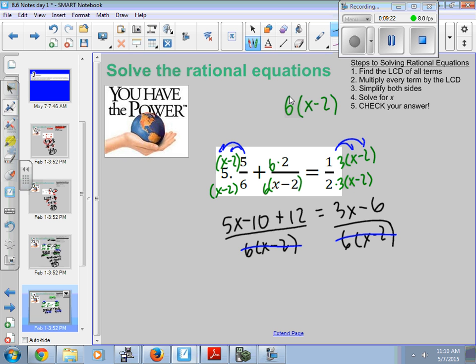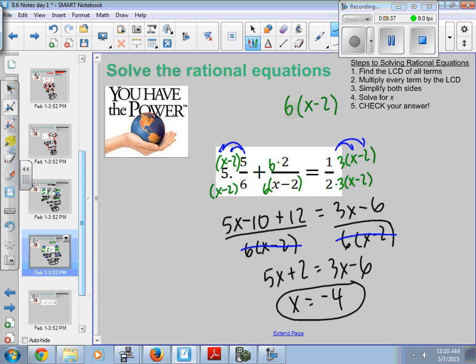So if you solve the rest right here, you should have gotten -4 for the answer. Should solve to -4. All right, let's try 2 more here.